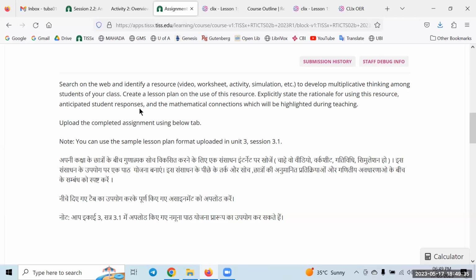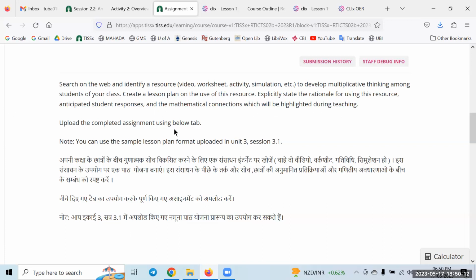Also include anticipated student responses. When we say anticipated student responses, that means when you are using the resource to design the lesson plan and creating questions, anticipate the possible student responses. If multiple student responses are possible, write down all of them, as many as you can anticipate, and the mathematical connection which will be highlighted during teaching.